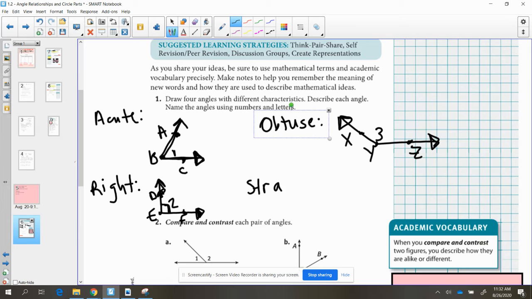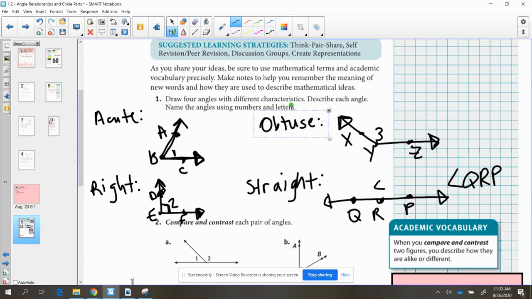Finally, if we have exactly 180 degree angle, that's going to be our straight angles. Now you're probably saying, "Teacher, this looks like a line to me." But we're going to talk about the fact that this is an angle measuring 180 degrees. So it looks like a line. But again, you would name it as an angle QRP, or maybe we named it angle 4. We're not talking about a line right now. We're talking about the angle measure.